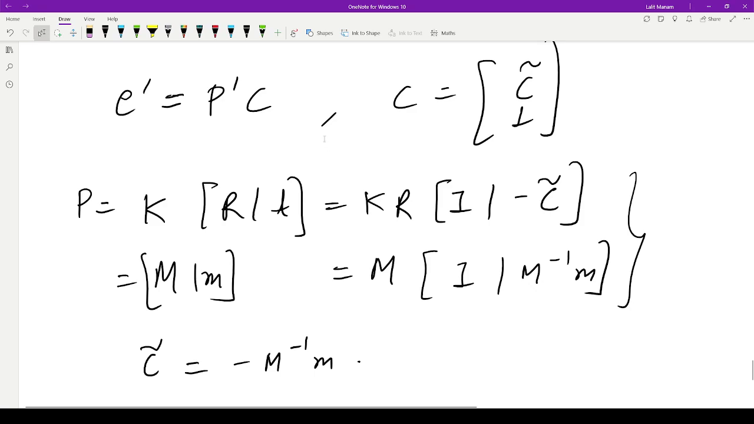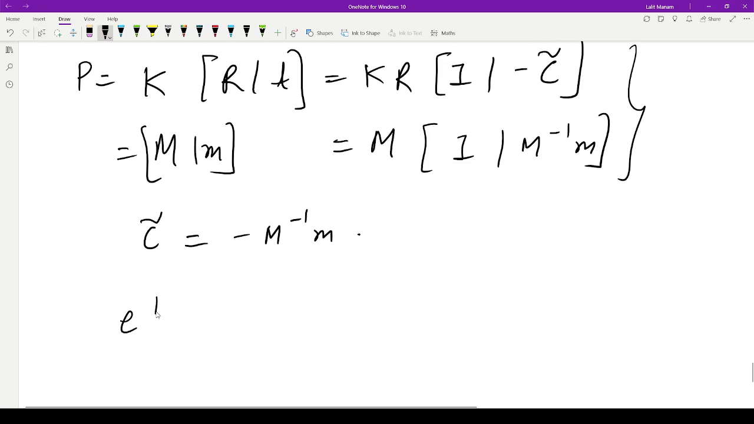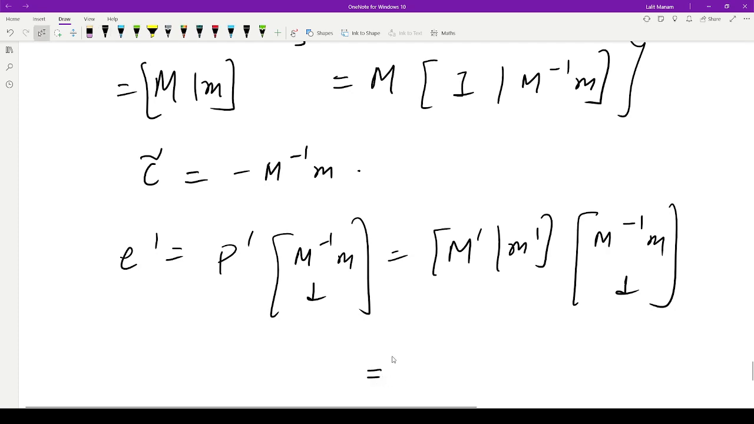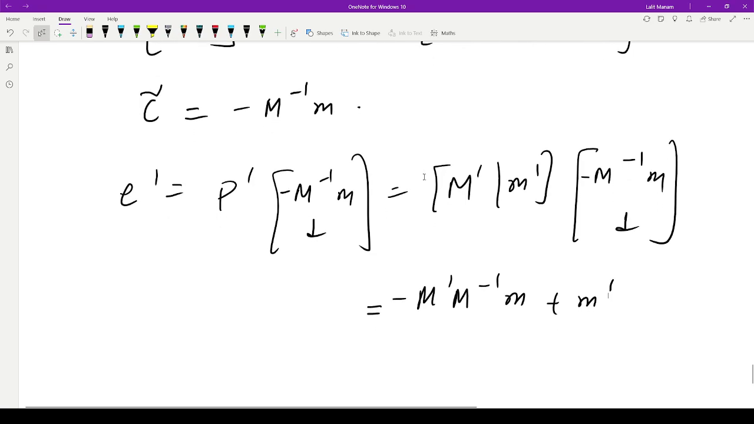Okay. Great. So now we have every element that we need. We have P prime. We have C. C is given by this, right? If I write it properly, M prime. If I make any mistake, please let me know. Okay. So this turns out to be like this. Okay, minus. See, now I made a mistake. So if you just multiply it properly, it is minus m prime m inverse m plus m prime. This is what E prime is.